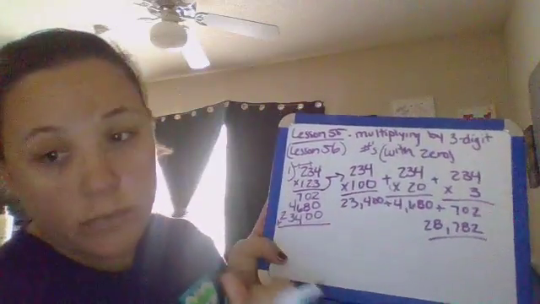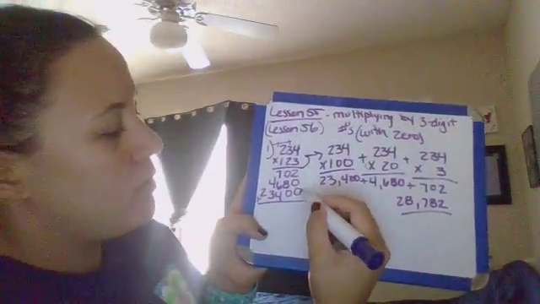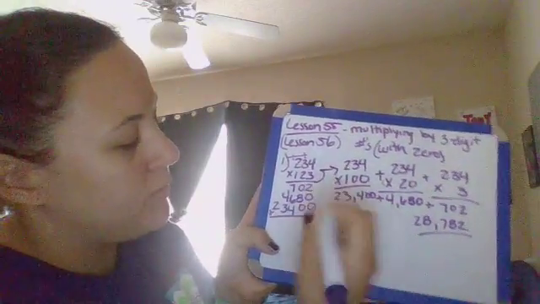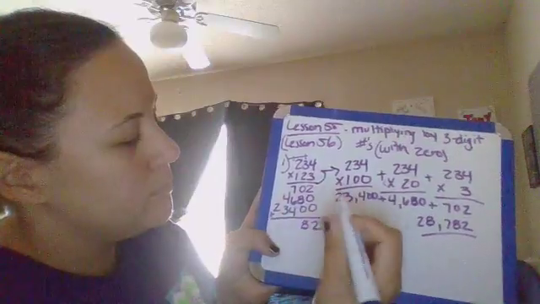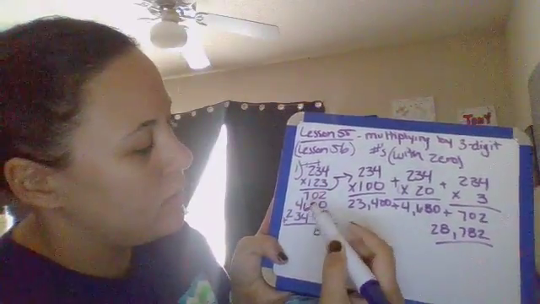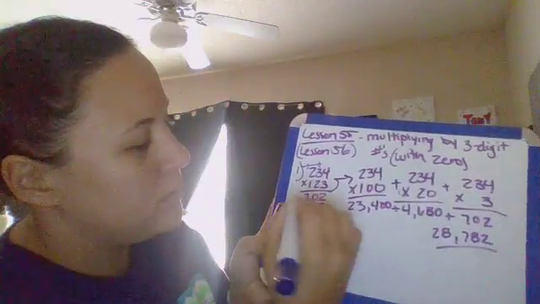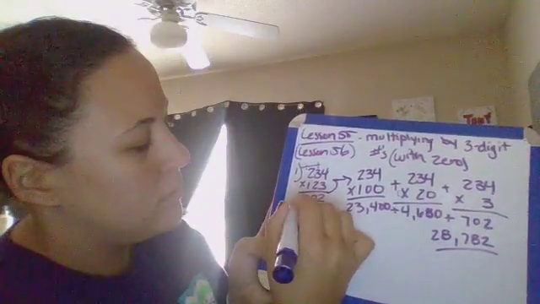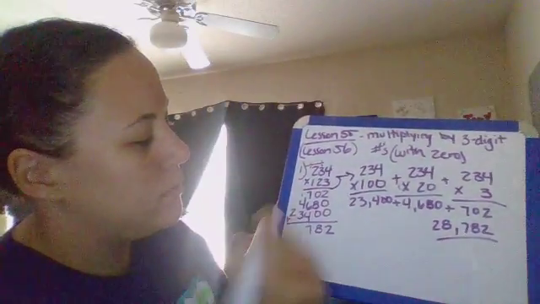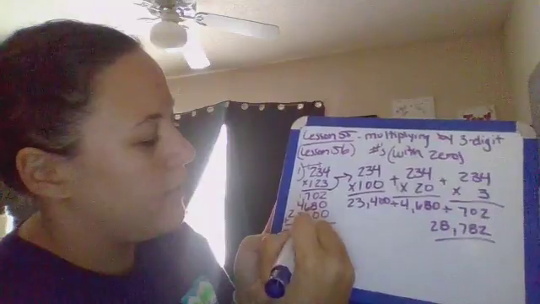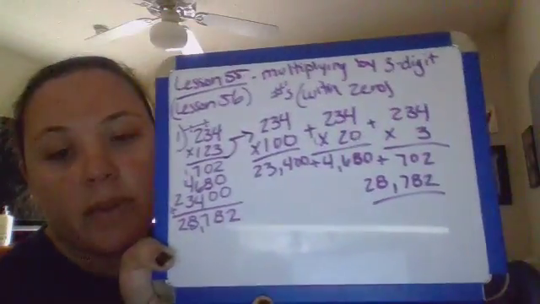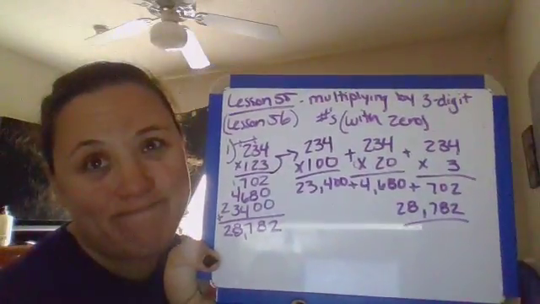So then we add all of those up. 2 plus 0 and 0 is 2. 8 plus 0 is 8. 7 plus 6 plus 4 is 17. We have 8 and 2. So we get the same answer no matter which way we do it.